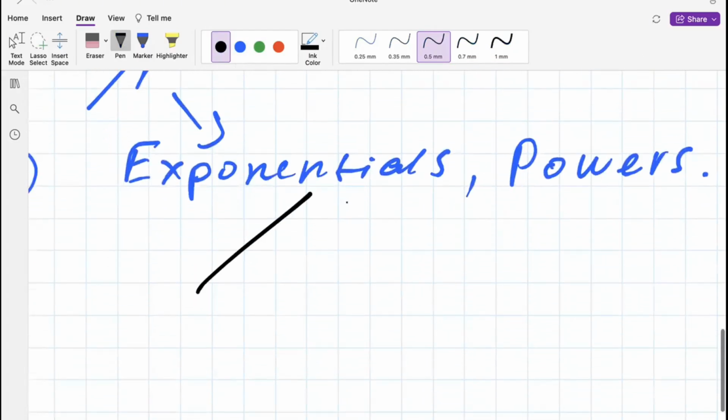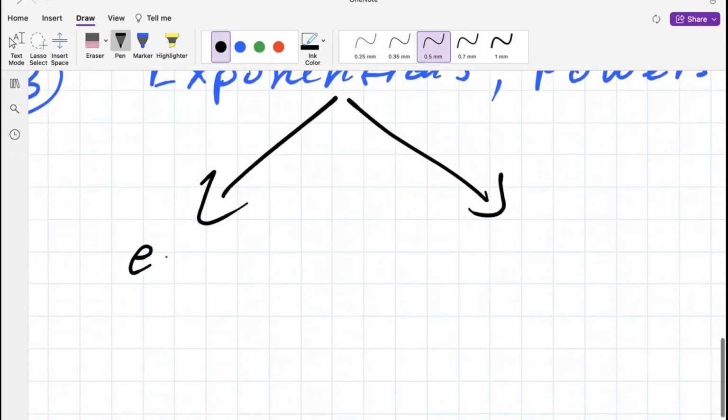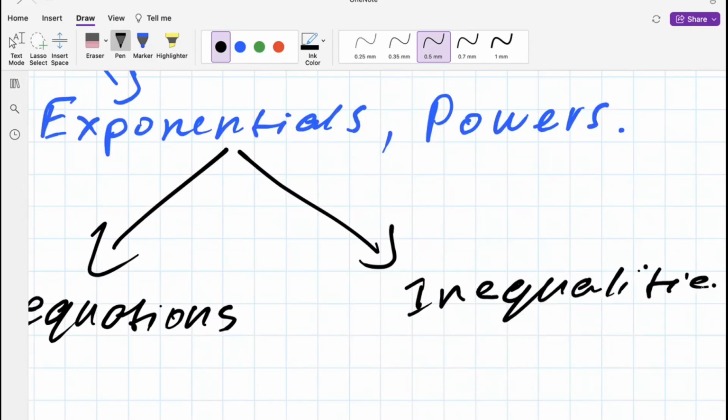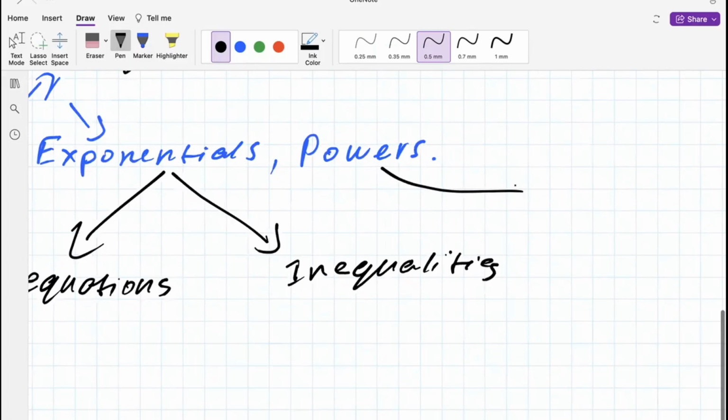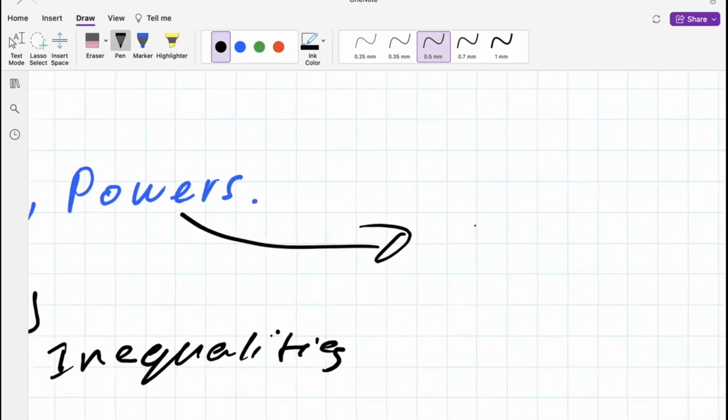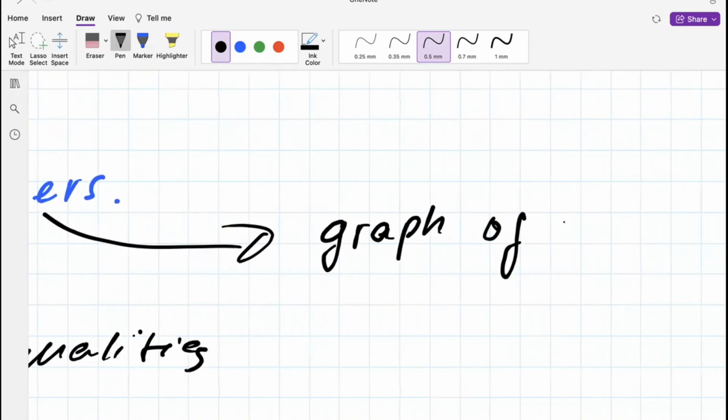So let me write like this. You'll have exponential equations and you'll have exponential inequalities. And at the end, you just need to know how it looks on the XY plane, how to sketch an exponential function. So I'll write graph of exponentials.